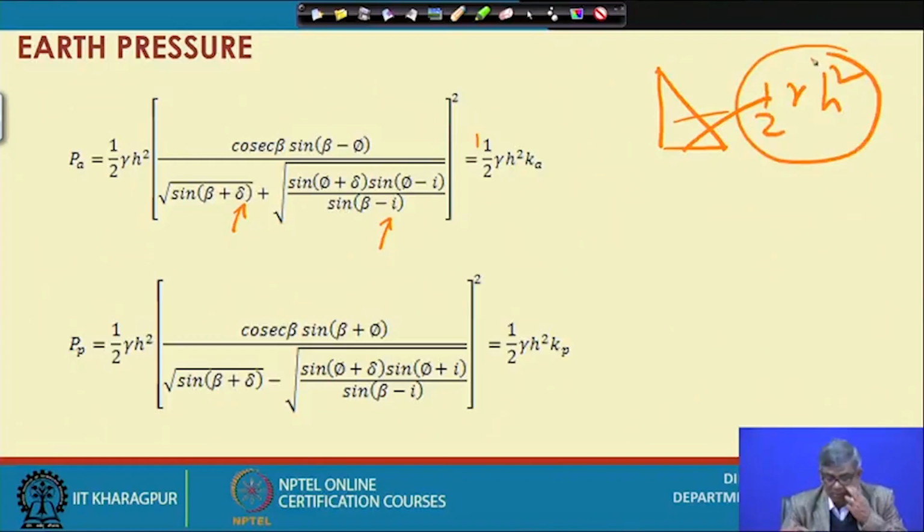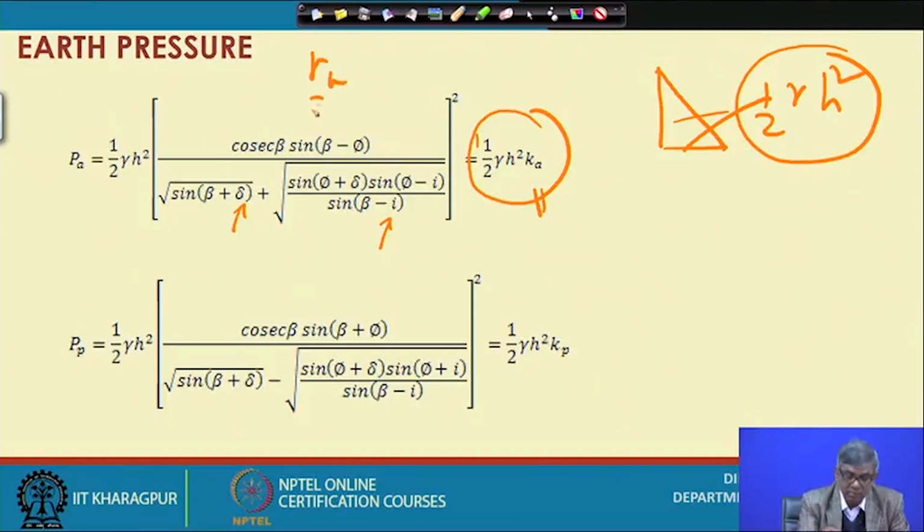And if I express it in this form, then I can express this one by K. So K ultimately becomes this expression, this K equal to the entire bracket portion. Similarly, PP also can be obtained, half gamma H square multiplied by this. Only you can see it was plus here, it is minus, everything else is the same.